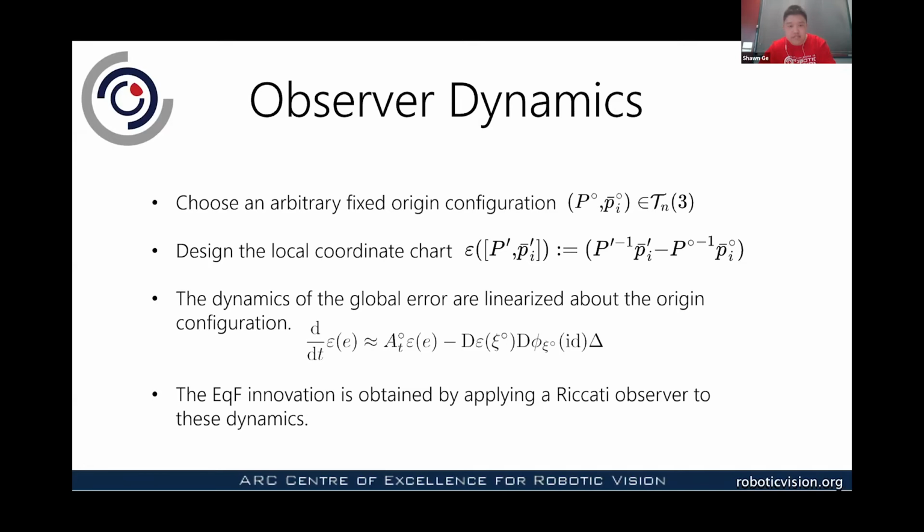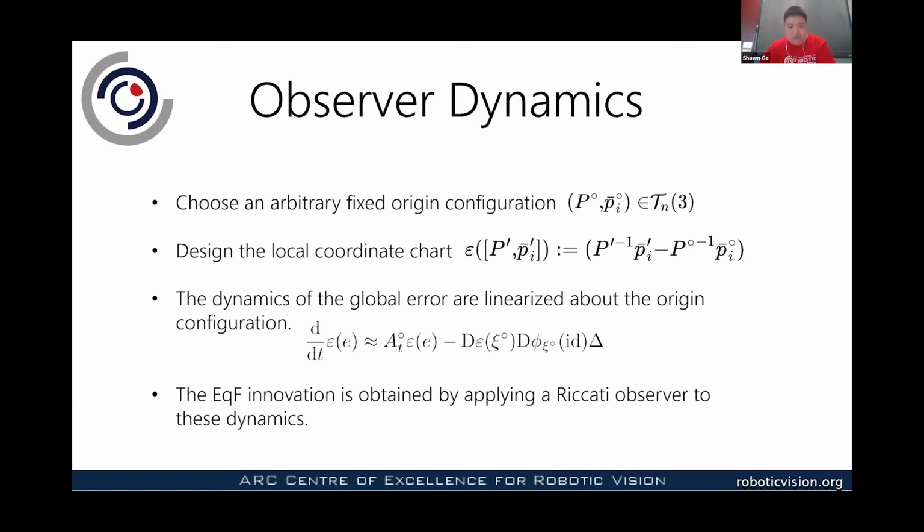Now, this matrix A0t, which is the state matrix, in a general EQF design is entirely determined by the origin configuration xi 0 and the origin velocity v0. However, in this particular SLAM case, since the lift function we choose is independent of the system state, the proposed system kinematics is not only equivariant, but also invariant, which makes the state matrix A0t always 0. And this part is further explained in the paper.